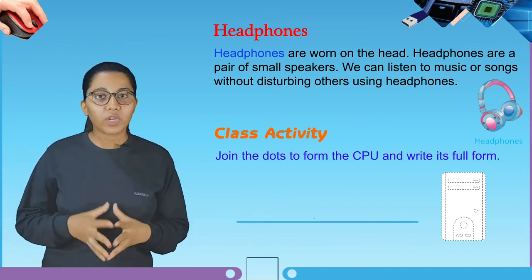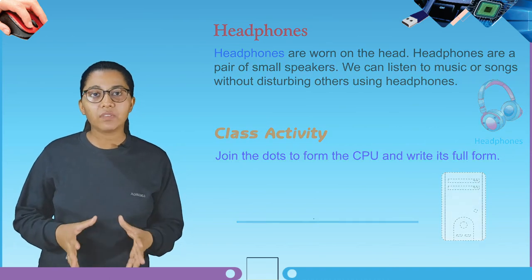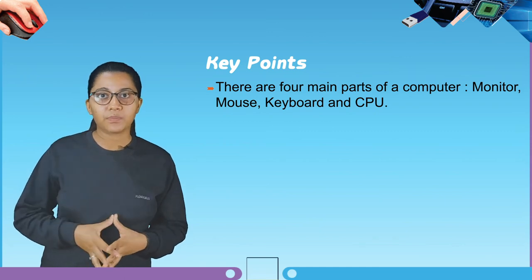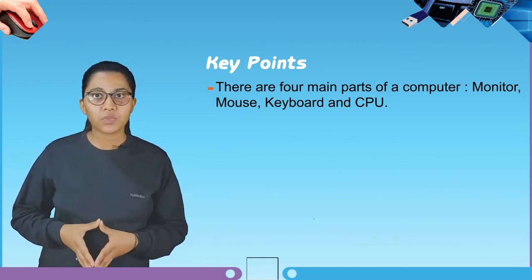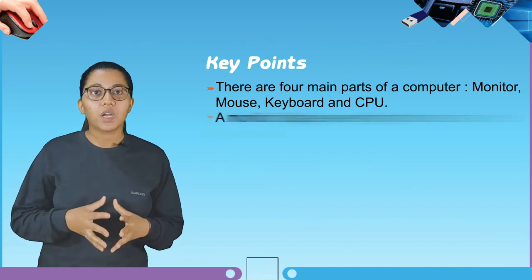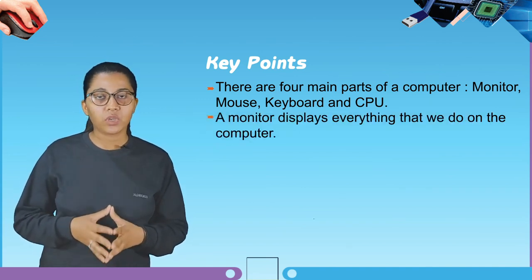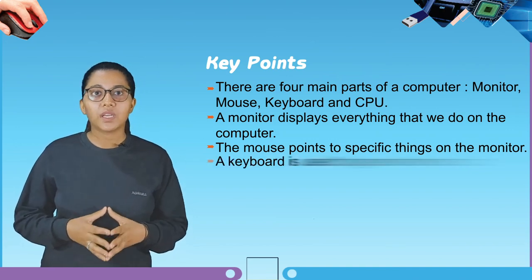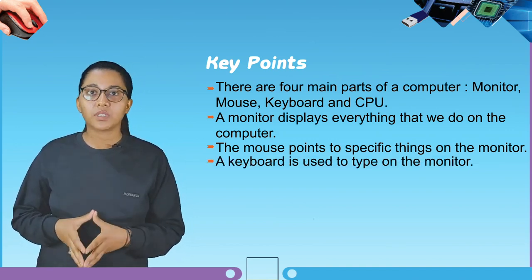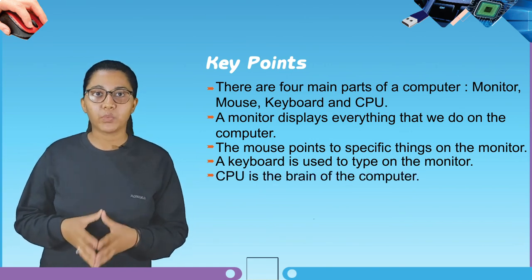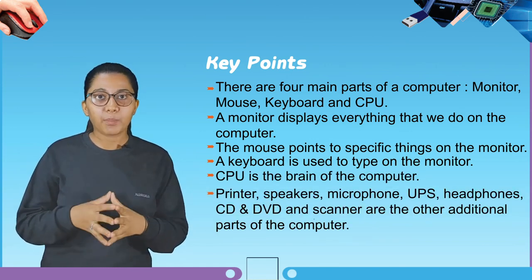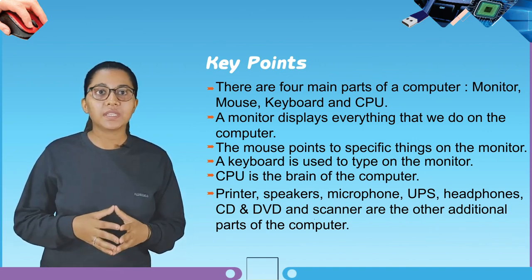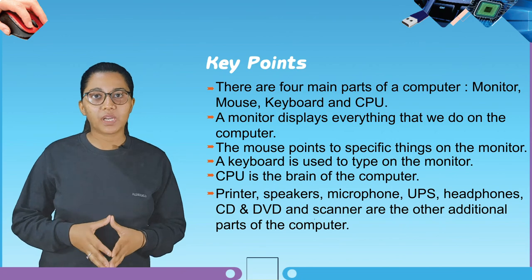So students, what we have learned in this chapter, let's have a look at the key points. There are 4 main parts of a computer: monitor, mouse, keyboard and CPU. A monitor displays everything that we do on the computer. The mouse points to specific things on the monitor. A keyboard is used to type on the computer. CPU is the brain of the computer. Printer, speakers, microphone, UPS, headphones, CD and DVD and scanner are the other additional parts of the computer.